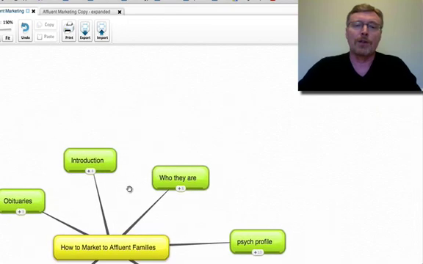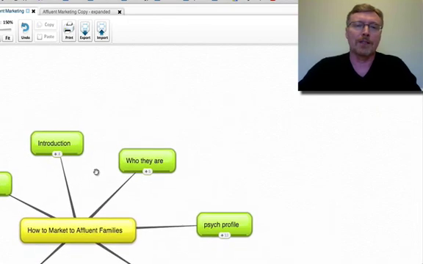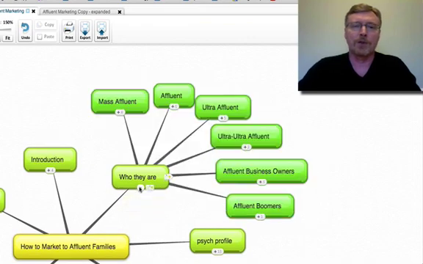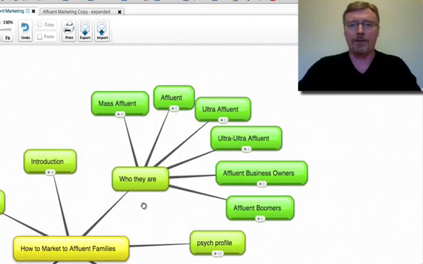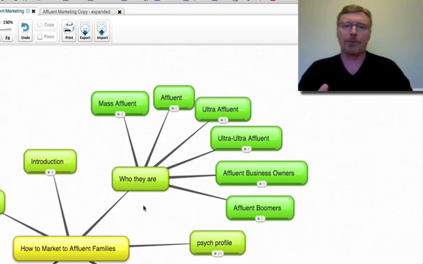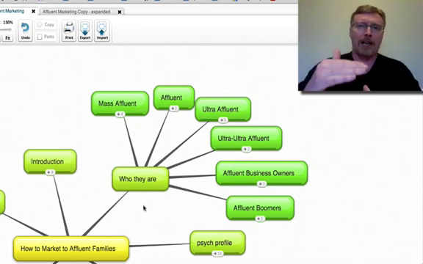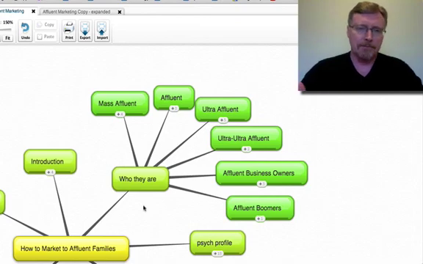Now let's talk about who these people are. I'm just going to move this diagram around here a little bit so that you can see things a little bit clearer. Who are the affluent? Now, you take the general category of affluent people, and there's subcategories within that. And this is all data that you can find all over the internet. I found this on marketwatch.com. And you might be surprised to learn that everything above middle class is now considered affluent.